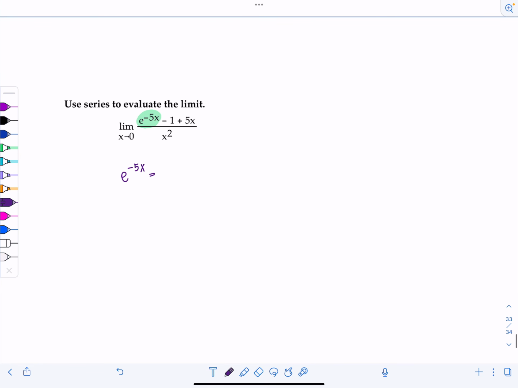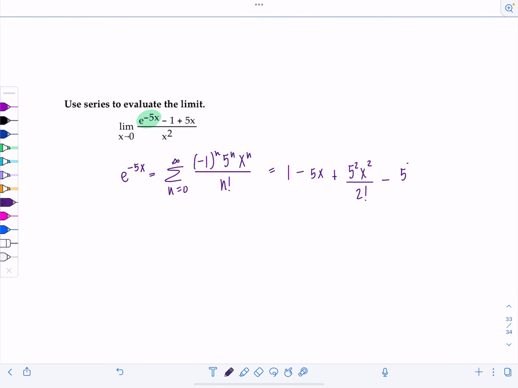So this is going to be the sum, n equals 0 to infinity, of negative 5x to the n, that's going to make it negative 1 to the n, 5 to the n, x to the n, over n factorial. So let's just list out the first few terms. If n is 0, first term's going to be 1. If n is 1, you have minus 5x plus 5 squared x squared over 2 factorial minus 5 cubed x cubed over 3 factorial plus blah, blah, blah.